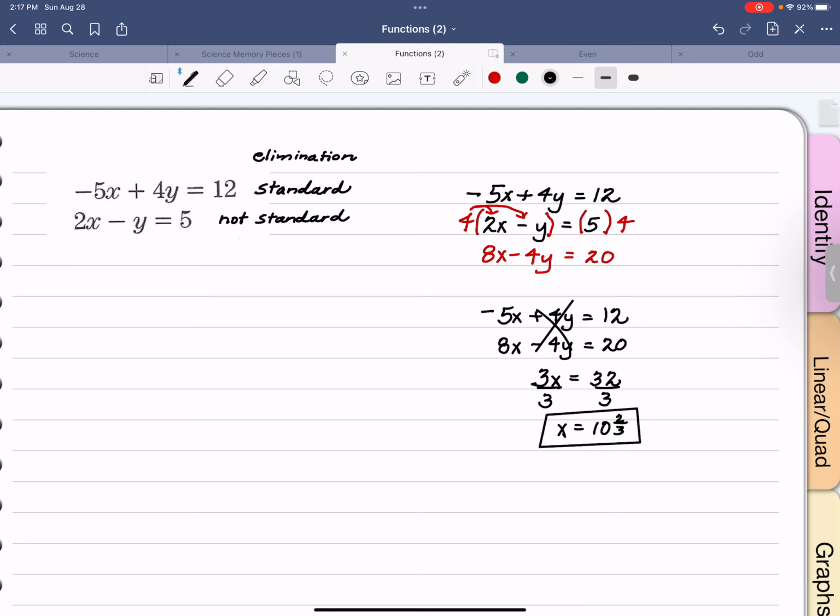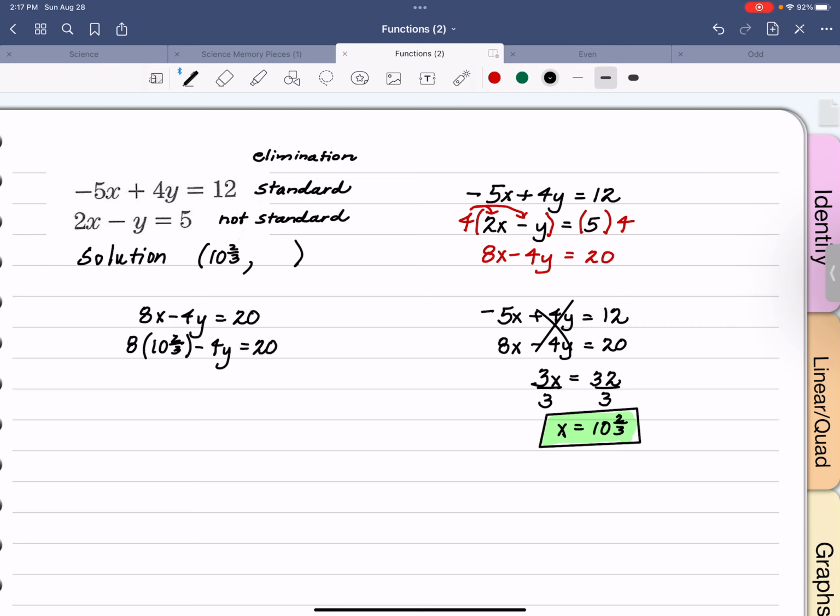And remember, the solution to a system is a point. So we have x. That's 10 2/3. But we need to get y. We only have half of the picture at this point. So pick one of your equations. I'm just going to use that 8x minus 4y is 20. And for x, I'm going to put in 10 2/3. Then minus 4y is 20.